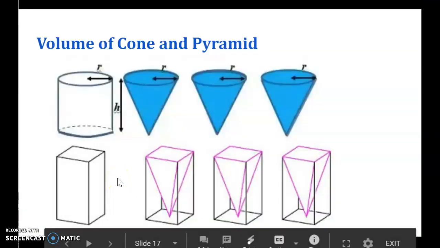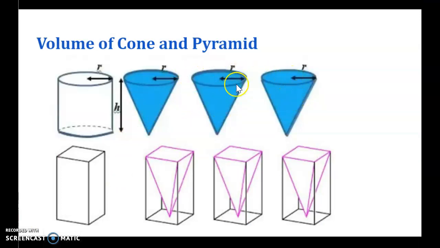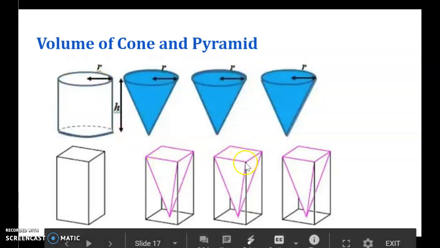So what are the takeaways from the video? It took 3 cones of the same radius and same height to fill up the cylinder. And similarly, it took 3 pyramids with the same base area as the prism and the same height to fill the rectangular prism.